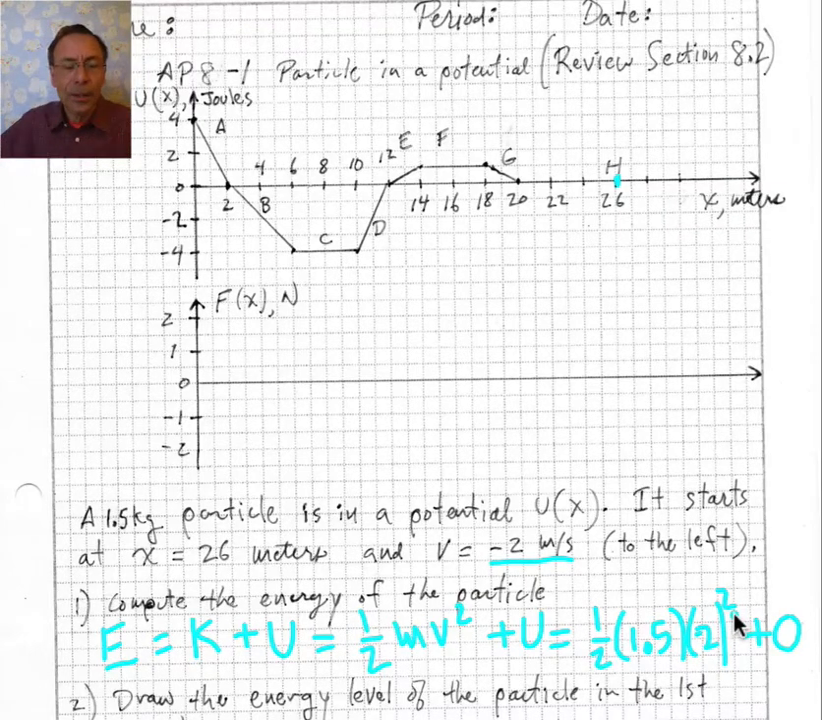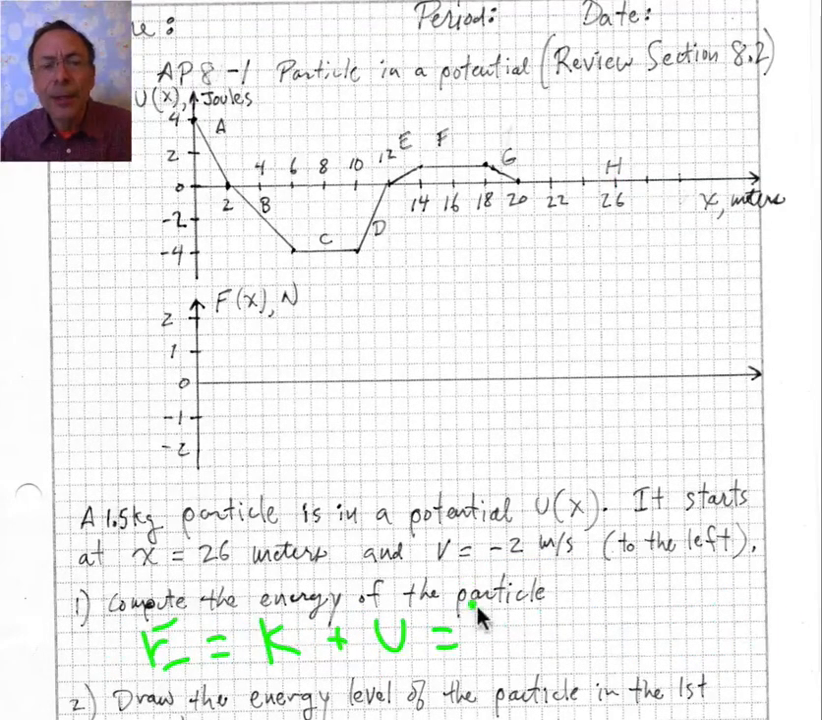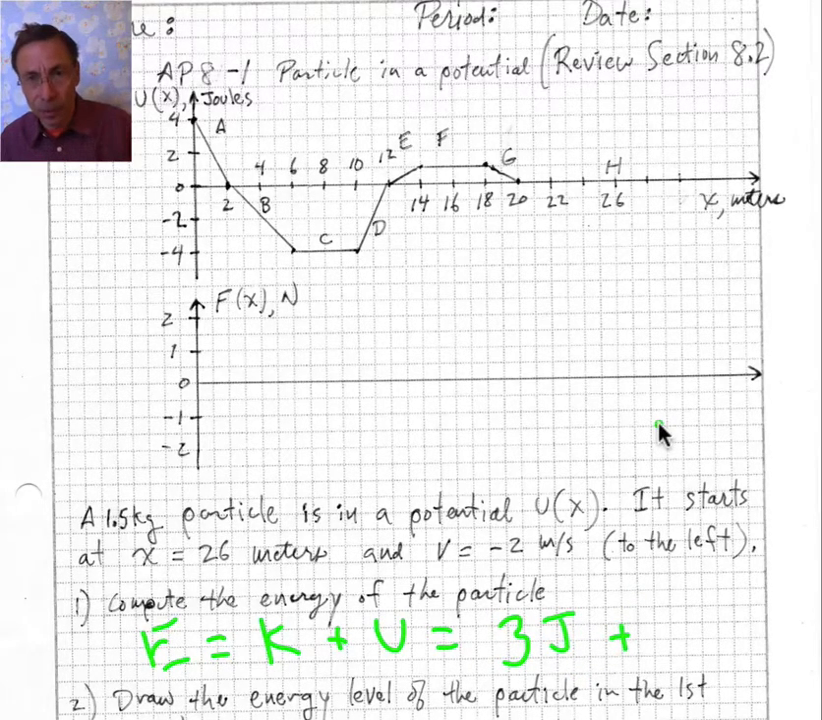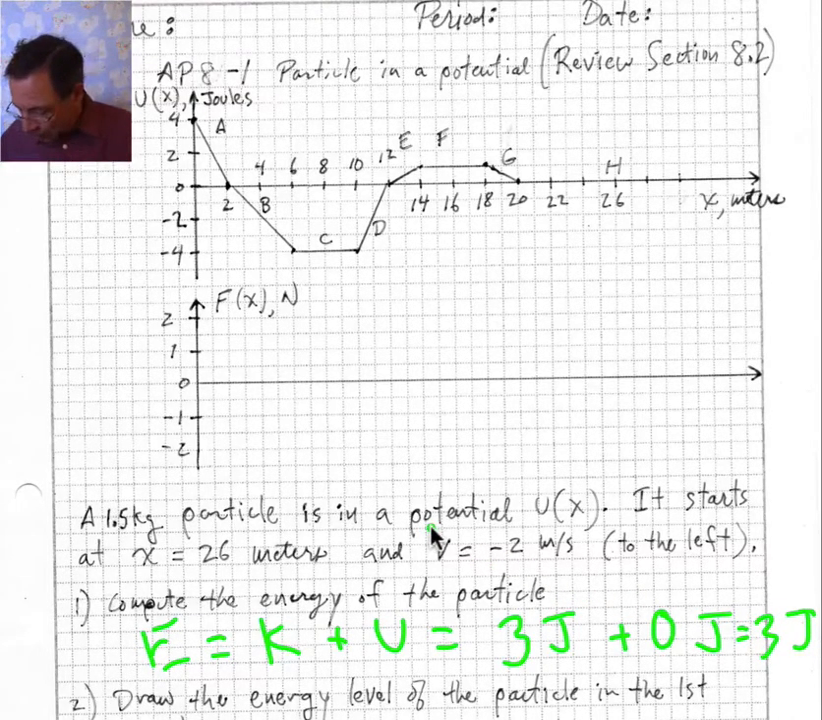Okay, so let me pause this. If you did 1/2 mv squared, where this is the velocity and the mass is 1.5 kilograms, you get 3 joules for the kinetic energy, and as we were mentioning before, at 26 meters you have 0 joules, so you get a total of 3 joules for the energy.